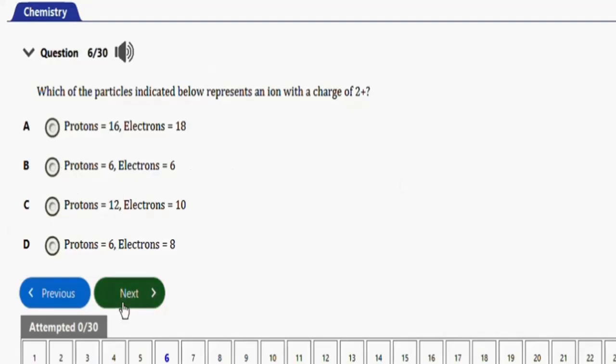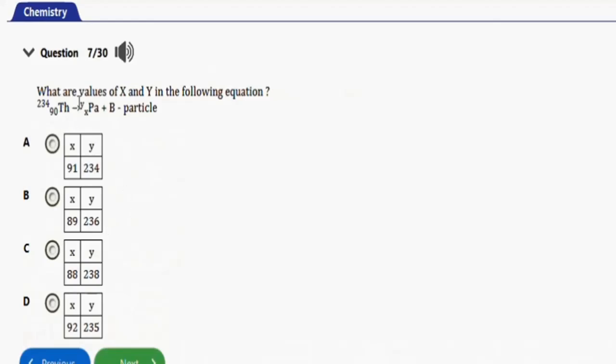The next question says, what are the values of x and y in the following equation? This is a beta particle, and when a beta particle is emitted, the atomic number, or the proton number, gains 1 proton. So x will be 91, whereas the mass number remains the same. So the right option is option A, where the atomic number gains 1 proton, that's 91, and the mass number remains the same.